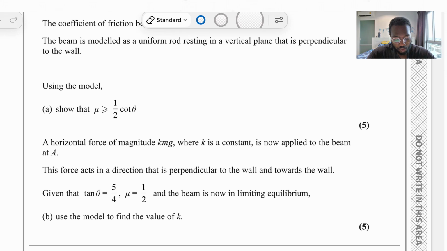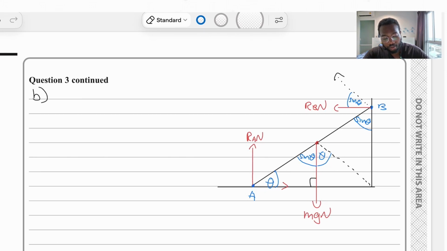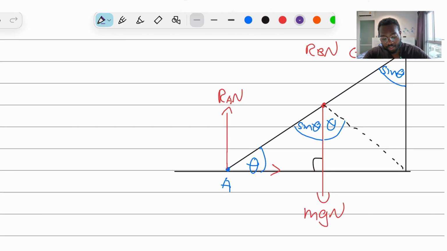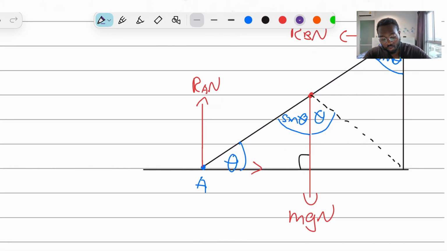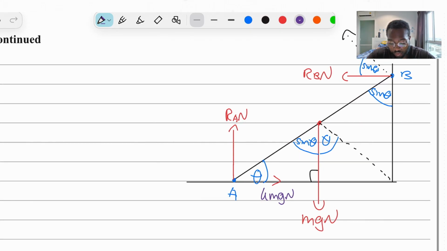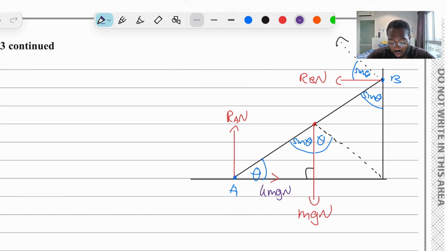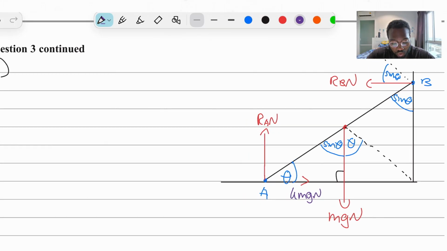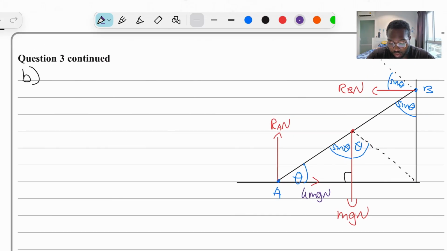Okay, so how can we go about working out this question? Well, if we start with the kmg, we're told that it's going to be perpendicular to the wall going towards the wall. So now we have a horizontal force here of kmg newtons. And that was where the friction was going to go. So now we need to figure out what direction the friction is going, because in theory the friction could go either way. The friction could still go to the right, or it could go to the left.